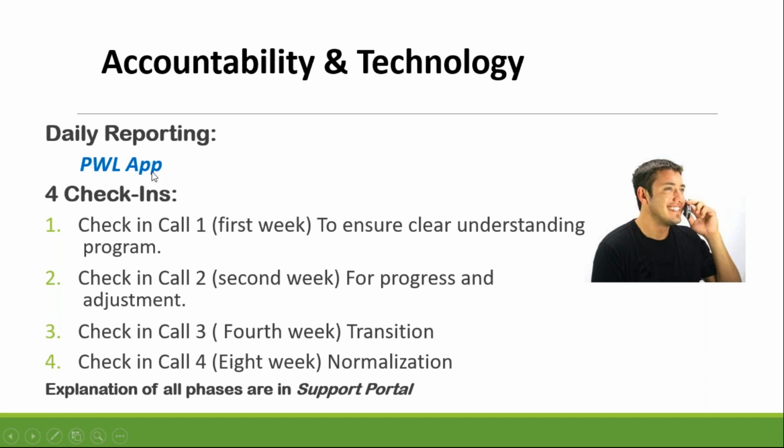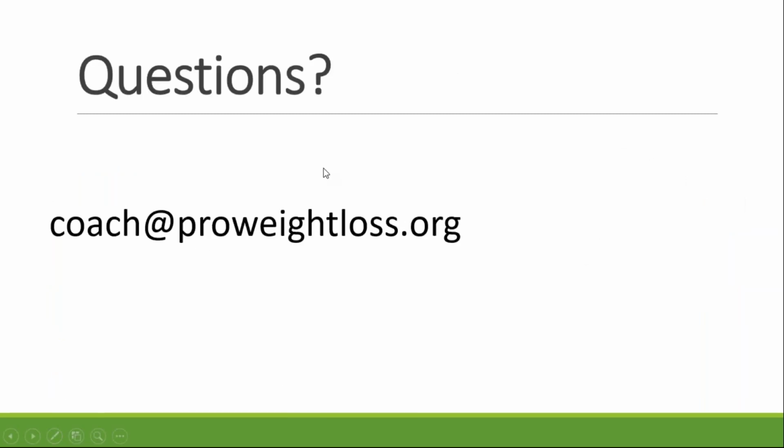So, accountability and technology. Again, use that PWL app for checking your weights. You will be having 4 phone calls with us. The first is a check-in, to see that you understand everything about the program. The 2nd week, making sure you're still having progress. On the 3rd call, we're going to talk a little bit about the transition. And after call 4, we're going to talk a little bit about either your DNA or a plan to go forward after you finish phase 3.